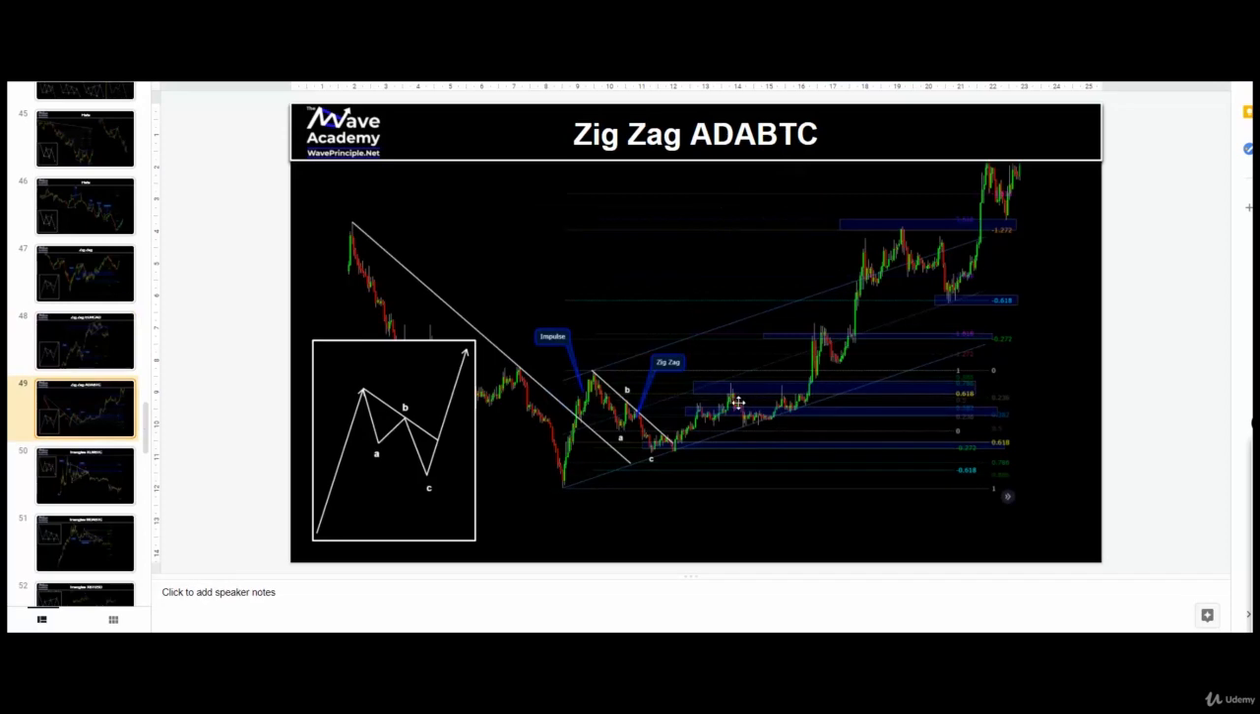Here we have an example of the zigzag. This is usually what happens after a break above a trend line. You can see that the price broke above in an impulsive movement. This is our impulse movement. We're going to consider this as our impulse because it broke above this trend line.